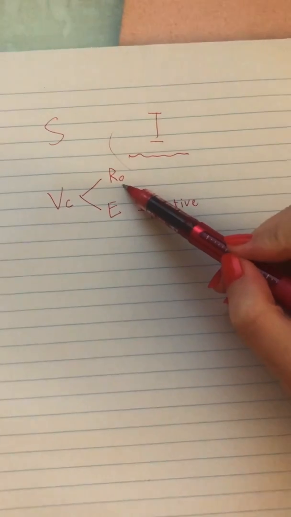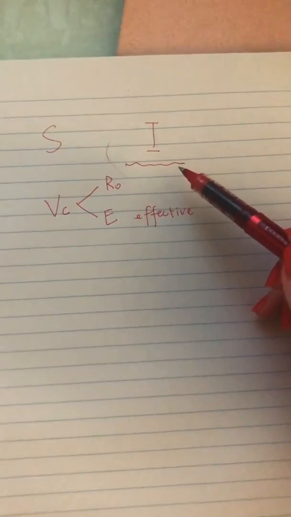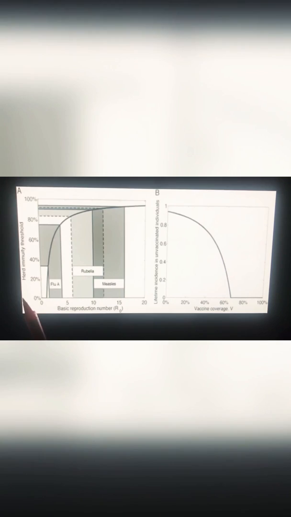And R0 means if one person is infected, how many people can this infected person infect? And this is the relationship between R0 and VC. So the more people one infected person can infect, the higher the critical vaccination level has to be, right? And this is the relationship between vaccination level, critical vaccination level, and E. E is effectiveness.